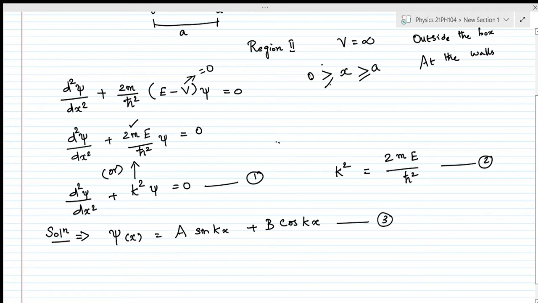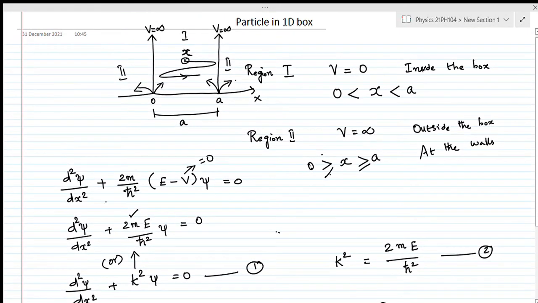Now, we know the boundary condition: x is equal to 0 at one wall. Do you understand? At one wall, it is x is equal to 0, and at the other wall, it is x is equal to a. When it is making collisions, it is acting as a particle. Therefore, the wave function will be taken as 0 even outside the box as well as at the walls also. So, a is equal to 0 here.